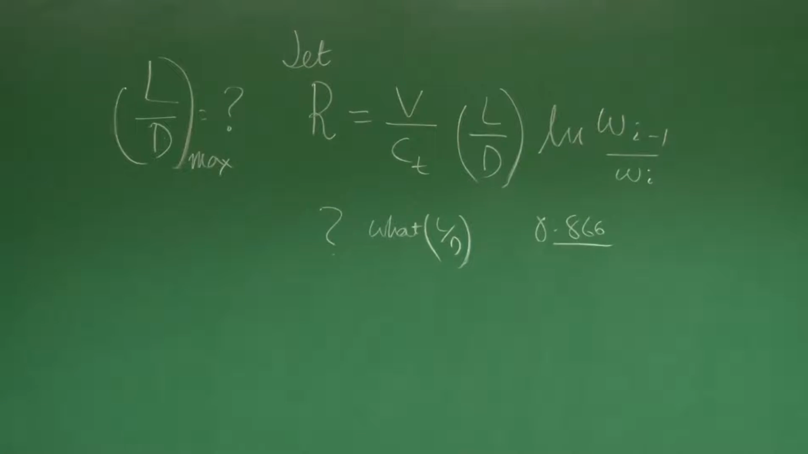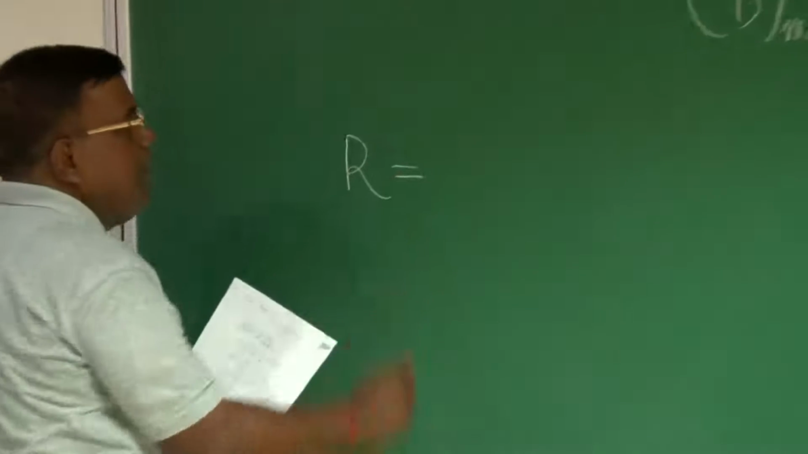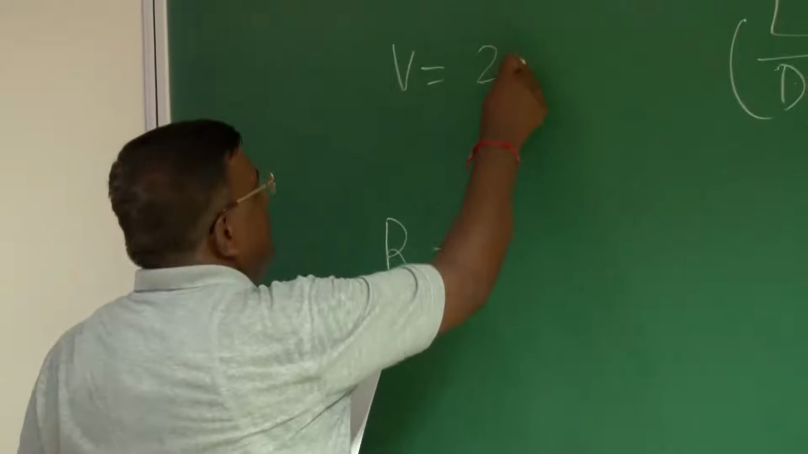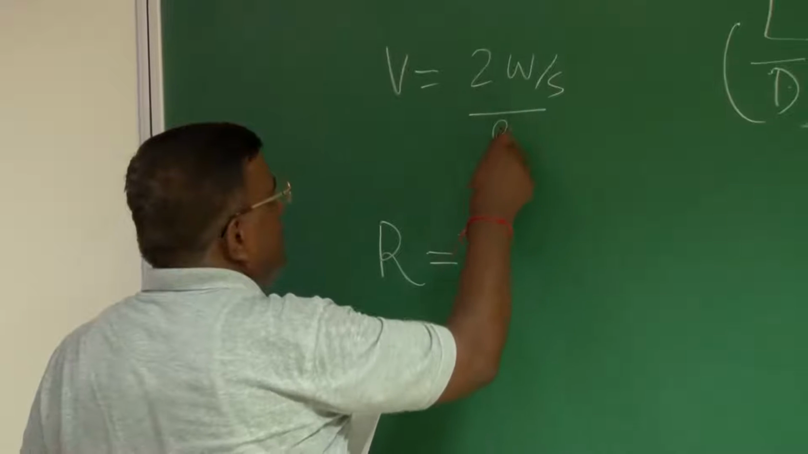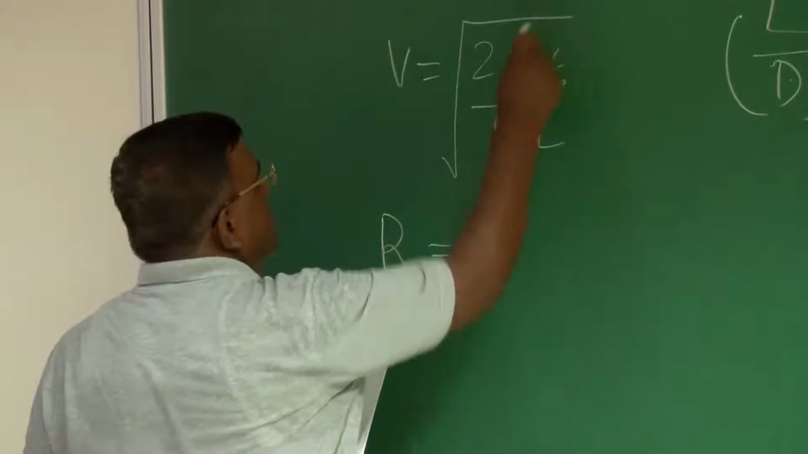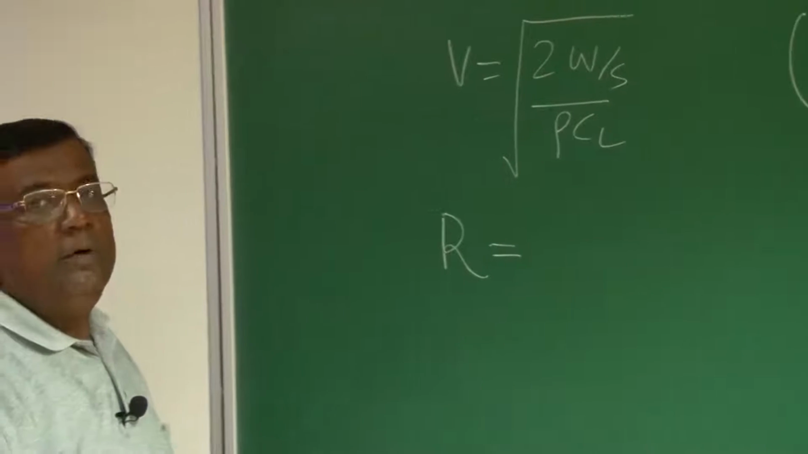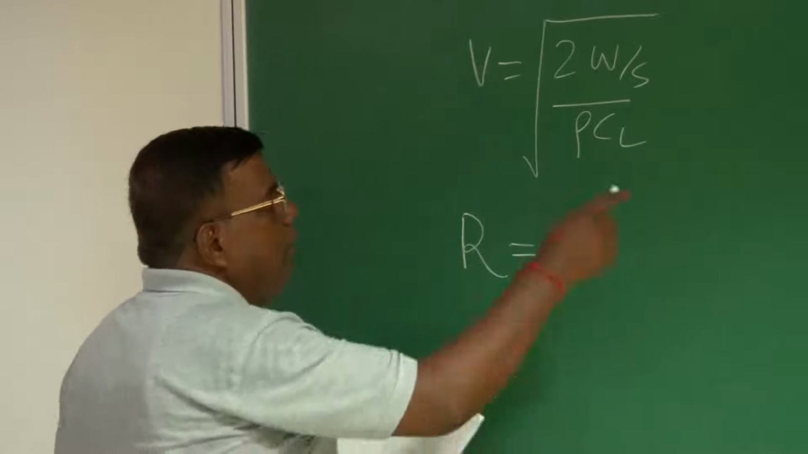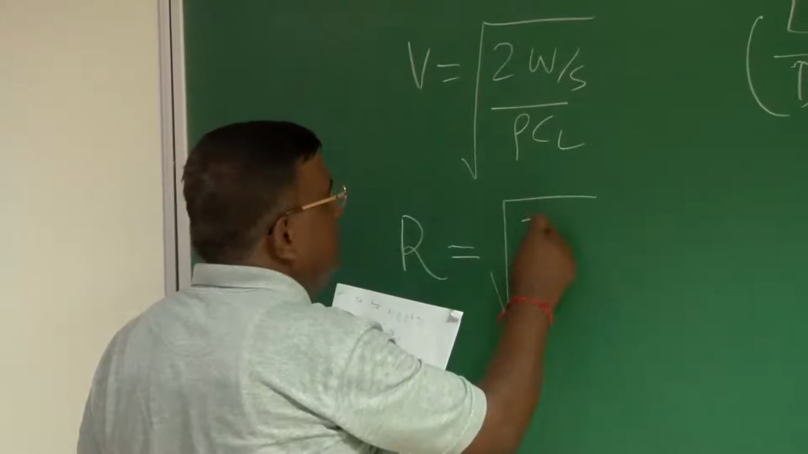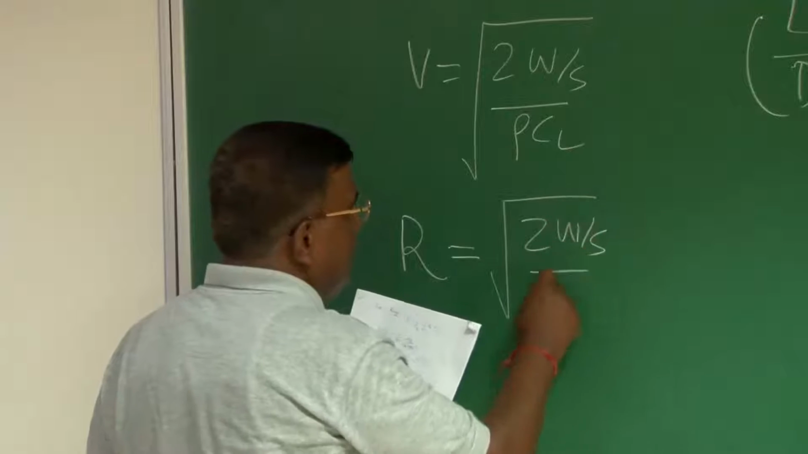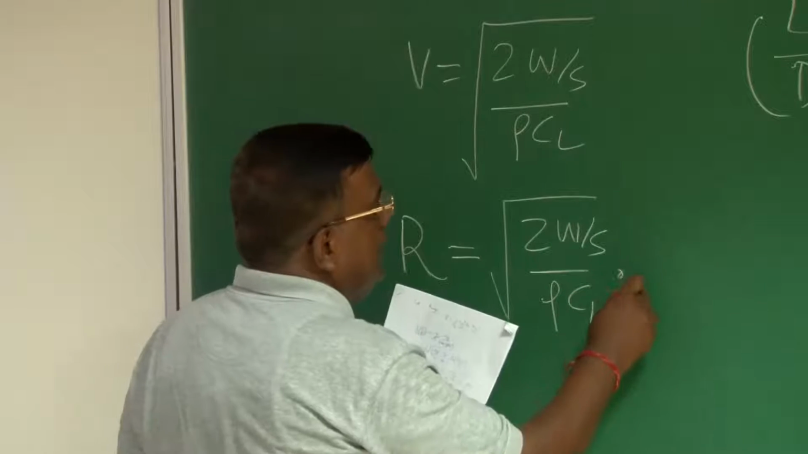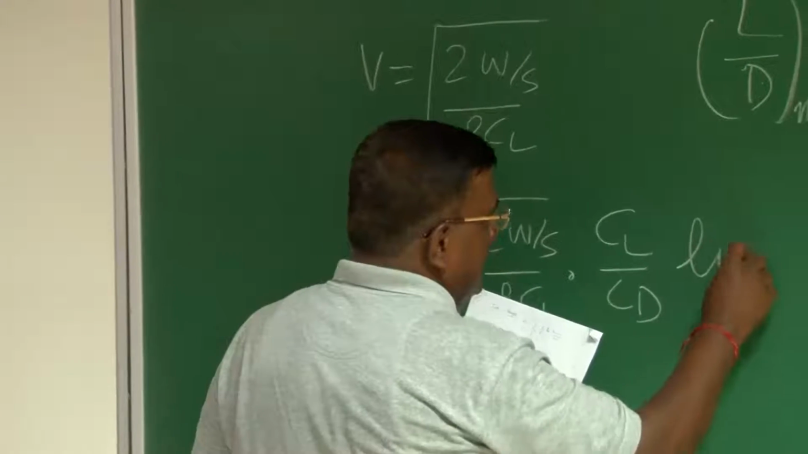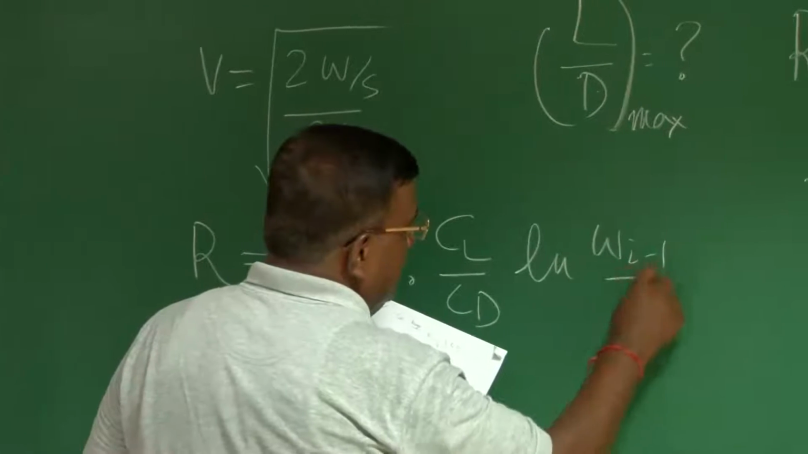Now, if I do some simple rearrangement, R is V. So V I can write as under root 2 W by S rho CL, because we are talking about range and it's a cruise mission we are analyzing. So for range, I can write this equal to under root 2 W by S rho CL into, for L by D, I write CL by CD, and this is ln Wi minus 1 by Wi.